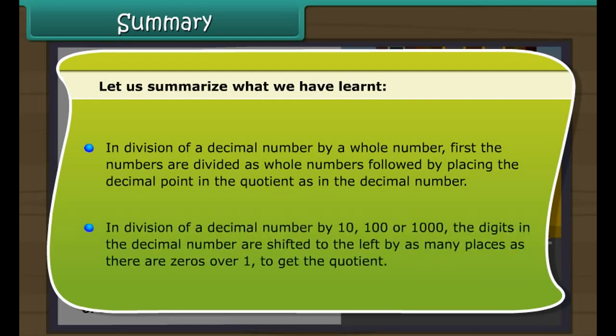In division of a decimal number by a whole number, first the numbers are divided as whole numbers, followed by placing the decimal point in the quotient as in the decimal number. In division of a decimal number by 10, 100 or 1000, the digits in the decimal number are shifted to the left by as many places as there are zeros over 1 to get the quotient.